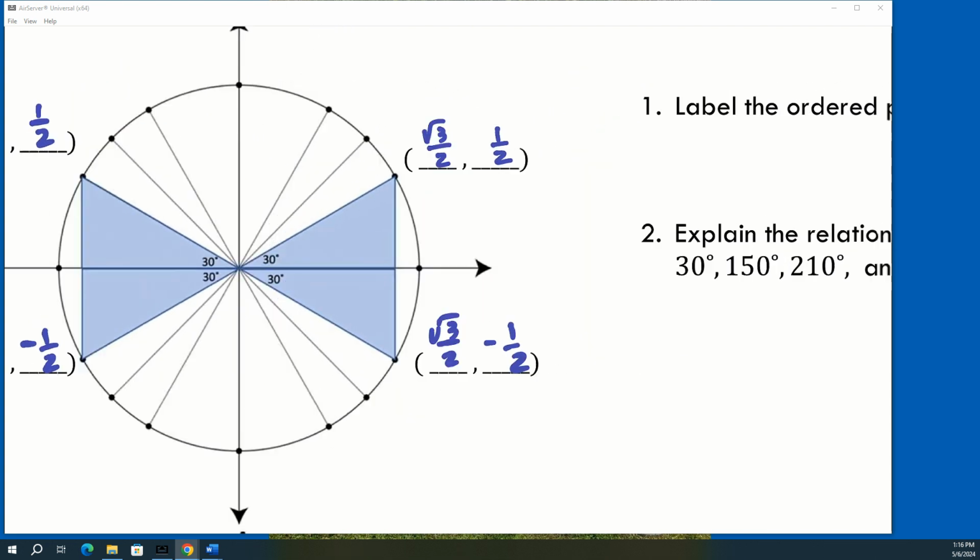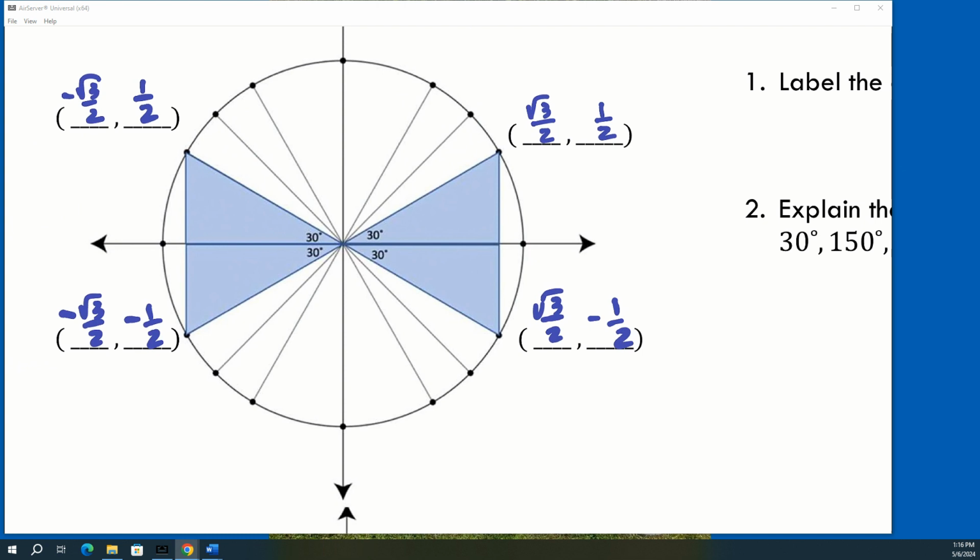All right, so 30 degrees less than 180 degrees is how many? 30 degrees more than 180 is? And 30 degrees less than 360? 330.